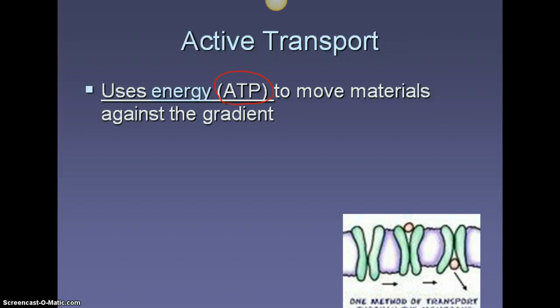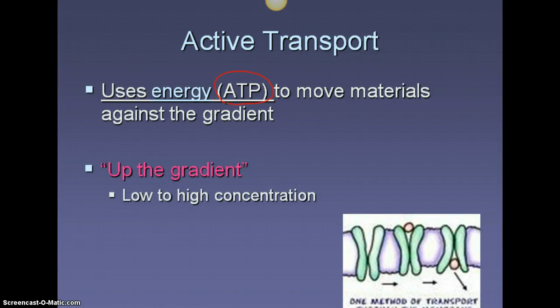And the ATP is actually used to move those molecules and those materials against the concentration gradient. So now, before it was really easy. Things were just falling kind of across that concentration gradient. They wanted to try and get to equilibrium. Active transport is going to try and actually move things up against the gradient. So this is like going up the stairs. So we have to use energy to do it.